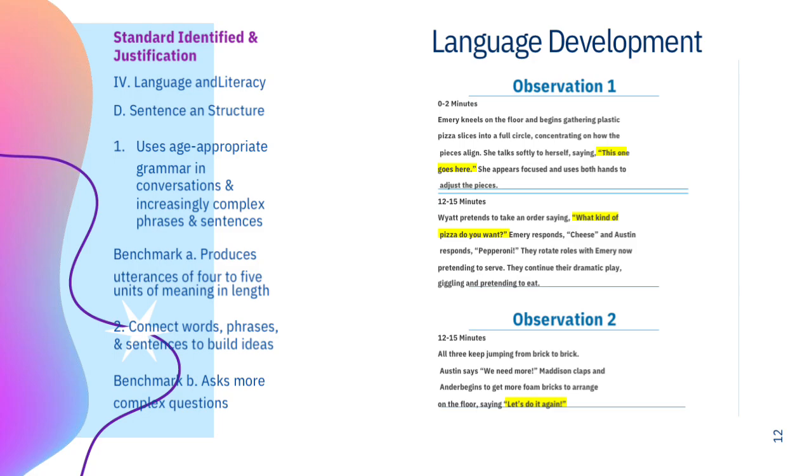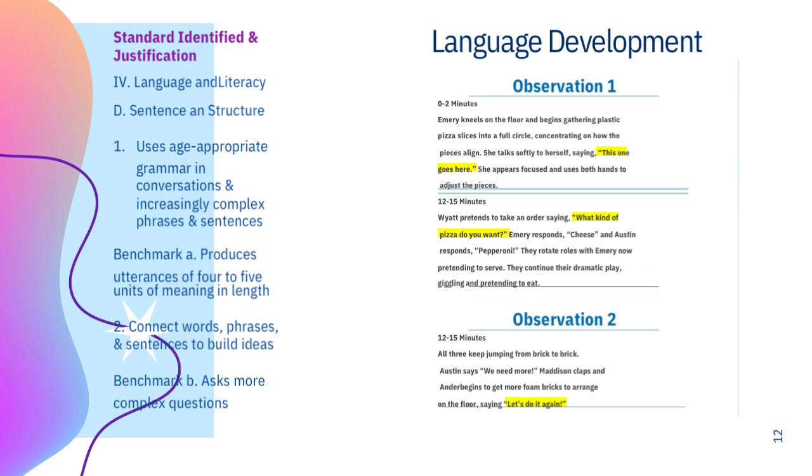For language development, we had two examples in observation 1. The first one where they said, "This one goes here," and the second one where they asked, "What kind of pizza do you want?" In observation 2, one of the kids said, "Let's do it again." This shows age-appropriate grammar in conversations and increasingly complex phrases and sentences, plus connecting words, phrases, and sentences to build ideas.